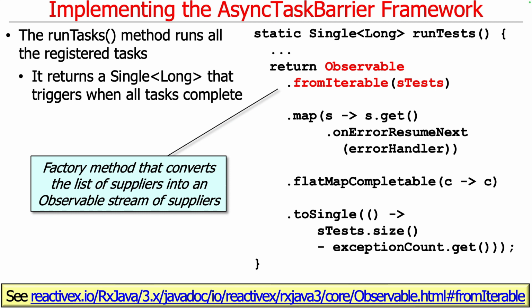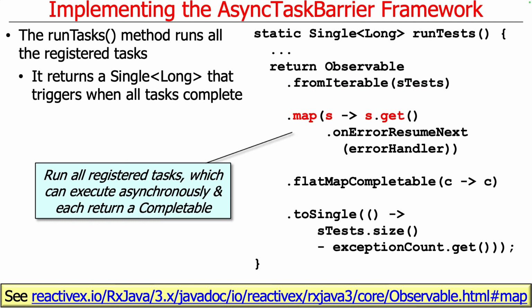So the first thing you notice is we take our list of registered tasks, the ones that were registered with suppliers to completables, and we convert that into an observable. So we use the fromIterable factory method to take the list of suppliers and turn it into an observable stream of suppliers. So far, so good.